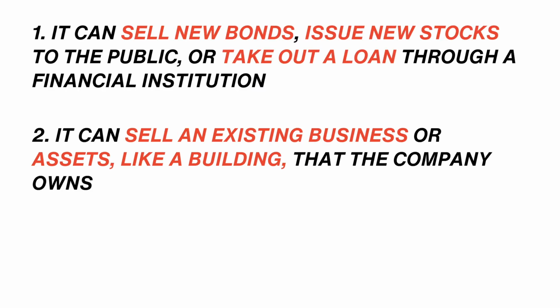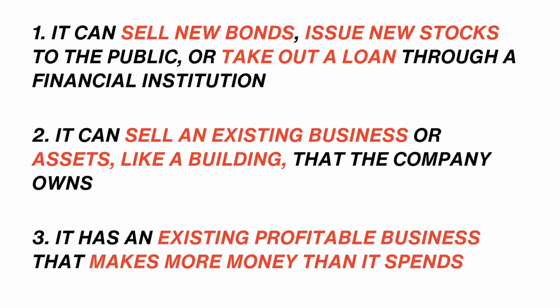2, it can sell an existing business or assets, like a building that the company owns. 3, it has an existing profitable business that makes more money than it spends. It is the third scenario that catches the eye of value investors, because a company that makes a lot of cash from its operations likely has a durable competitive advantage.